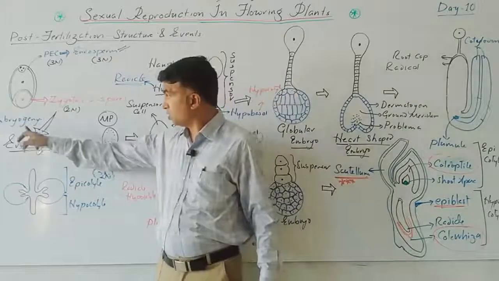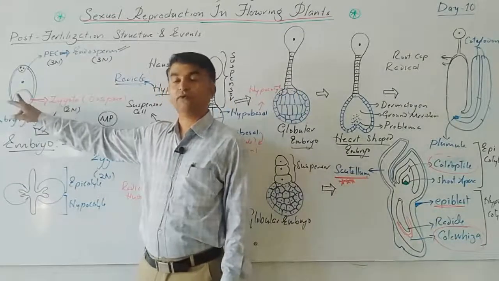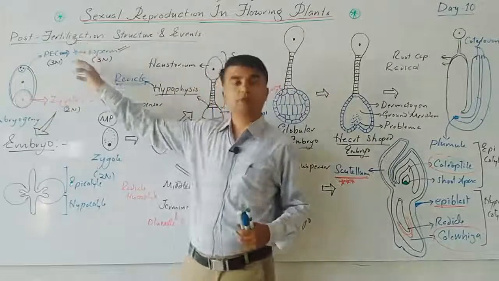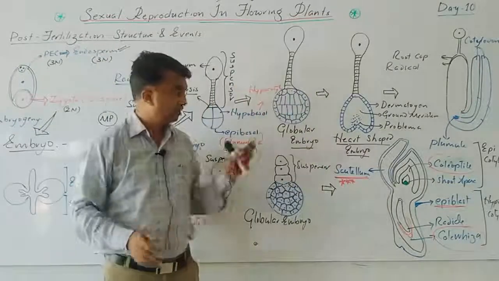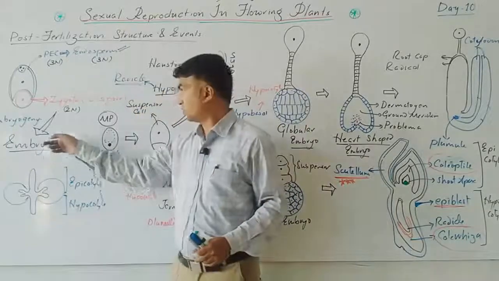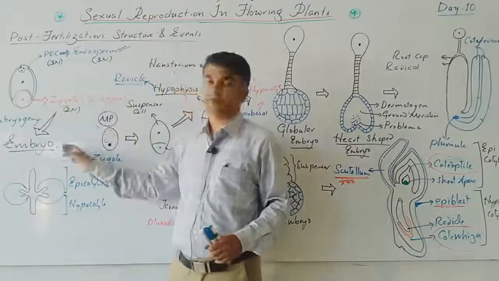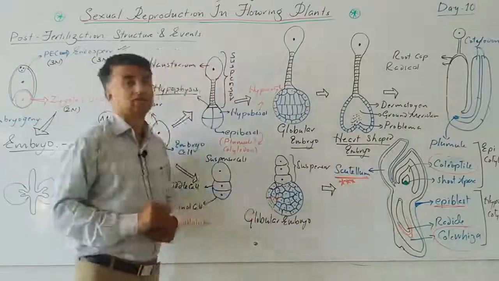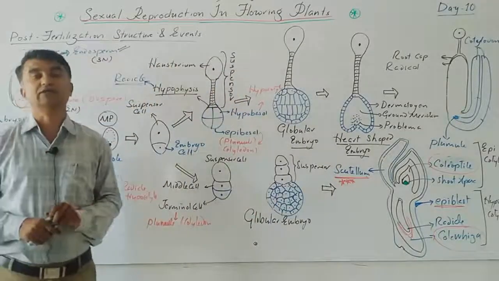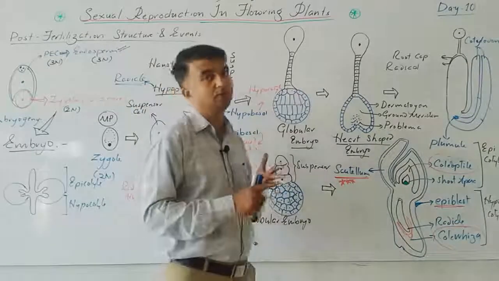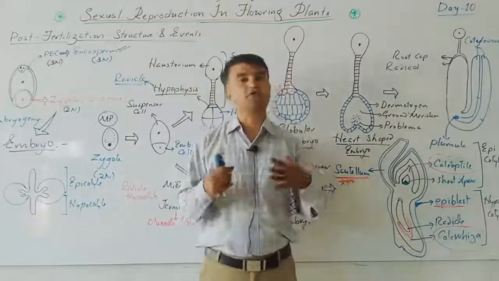So the embryo develops from this zygote. For this development, nourishment is required. That's why endosperm formation takes place before embryo development. This pattern of development of the embryo is called embryogeny. So these are the two events under post-fertilization structures and events: one, embryogenesis, ಎರಡನೇದು endosperm formation.